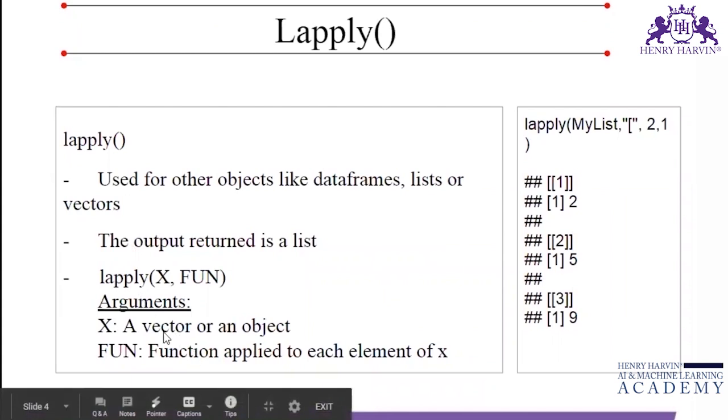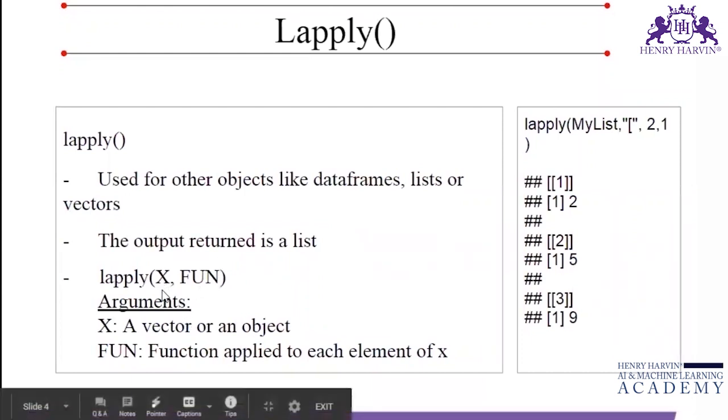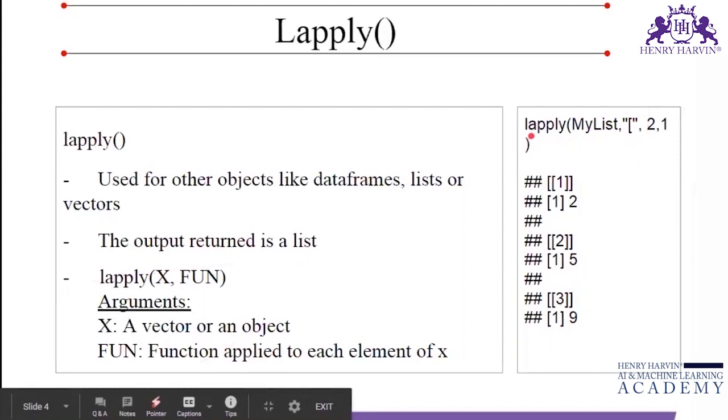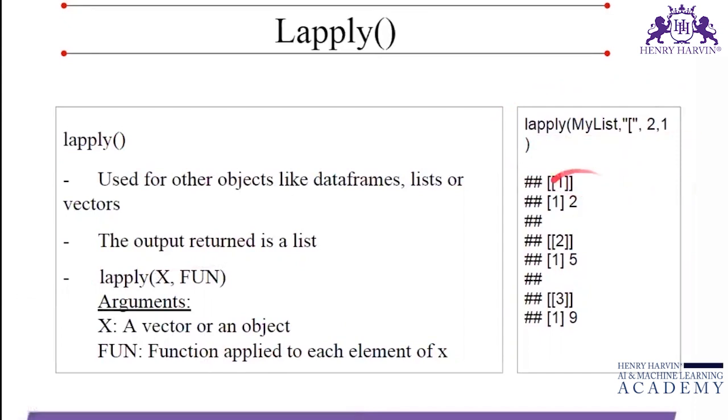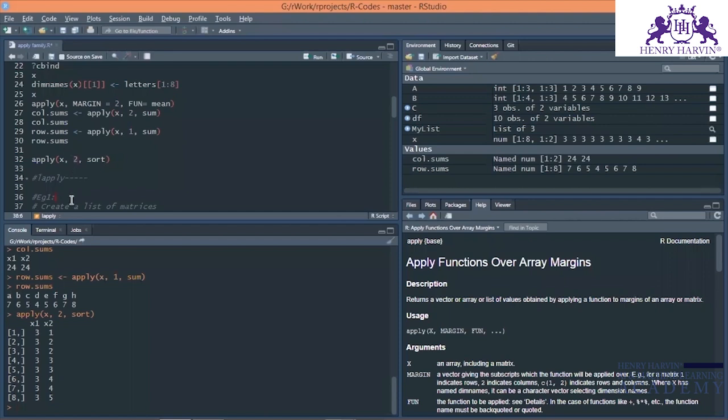Let's understand the function. X here means the vector or an object. So it is the data set basically that you are going to enter here, and the function which you want to apply to each of the elements of X. So I have also given an example here, as you can see, lapply. I'll tell you how to get this command and how to get this output. What does it mean? Let's go to R and create an example.